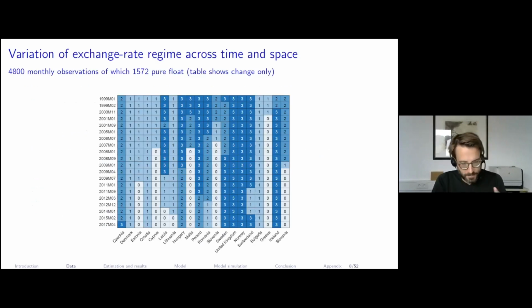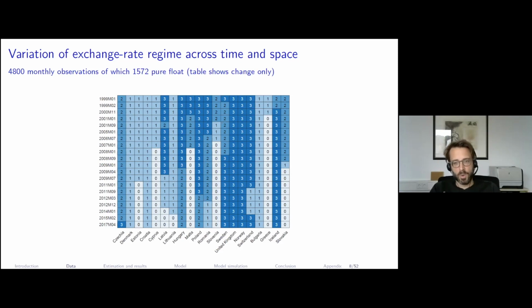Okay. This table should give you a sense of the variation in these data. So 4,800 observations, 20 countries, 20 years of monthly observations. Each column is a country, and each line is a month where in one of the 20 countries you see the exchange rate regime changing. As I said, we're going to focus on the pure floats relative to all the other countries, and the pure floats are the darkish blue cells with a 3.